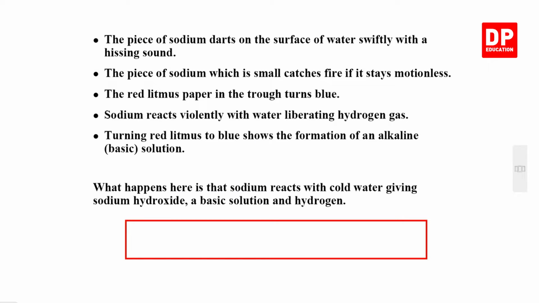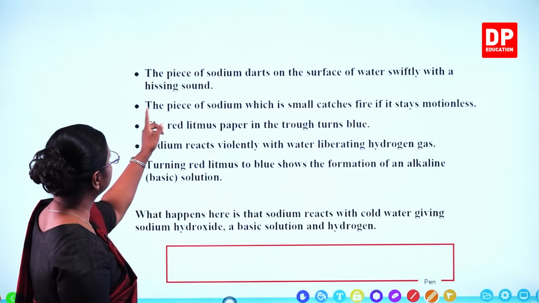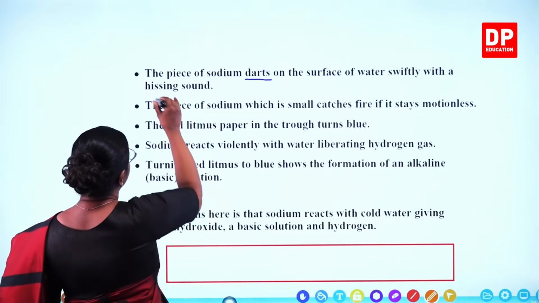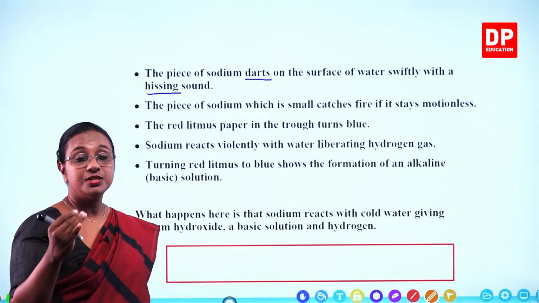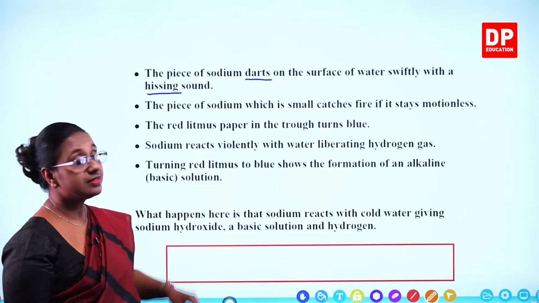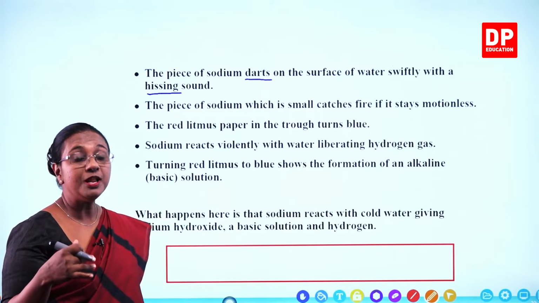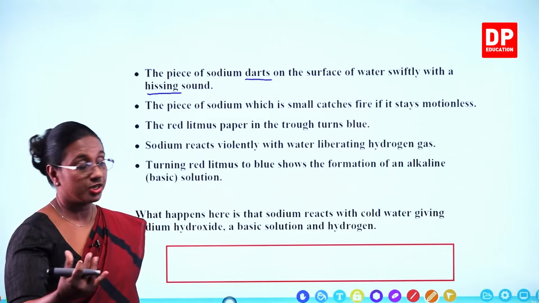The piece of sodium darts on the surface of water swiftly with a hissing sound. So you have to remember this. The hissing sound is due to the evolving or liberation of hydrogen gas. It darts around because of the vigorous reaction. It has to move around. If it was still, it can lead to explosion.